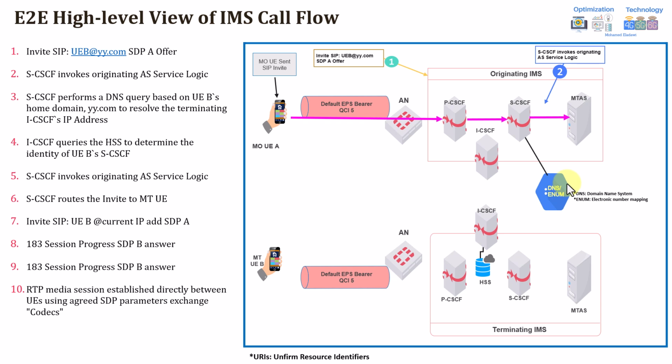So it invokes or asks the DNS and ENUM to start performing the query on the DNS based on the UE B home domain. For example, this was a home domain, UB@yy.com. Then the DNS will resolve the terminating ICSCF IP address. So this is the DNS main job: to resolve this domain into IP addresses.